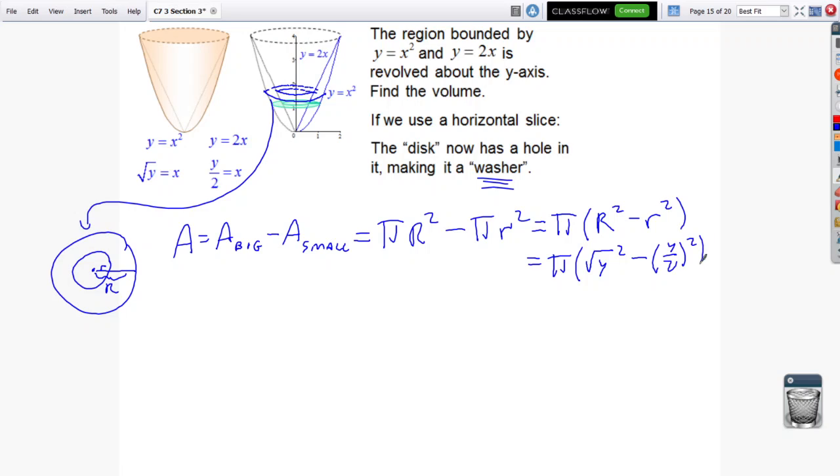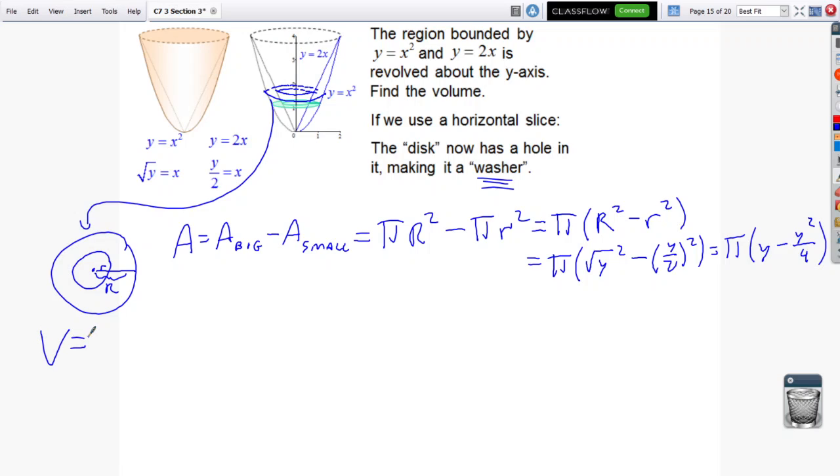Removing redundancy and getting it to look somewhat manageable, this would be pi, root y squared would give me y minus y squared over 4. So there's the area of my cross section. Again, if I was doing this in the wild, I would probably jump from here right over to here, or maybe even to here. I don't 100% of the time put out big R and little r. It might be helpful just to put that down every time, but I honestly don't do that all the time.